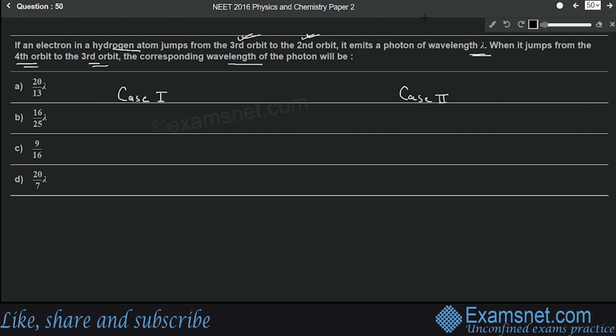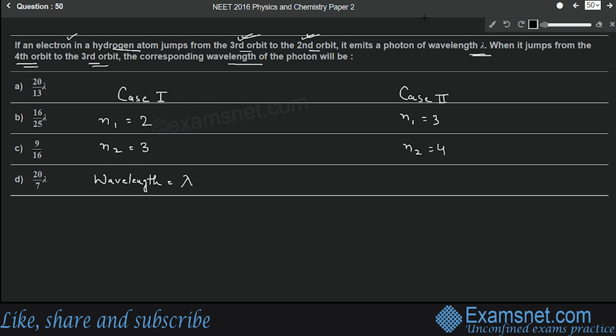In the first condition, the electron jumps from third orbit to second orbit. That means n1 is equal to 2 and n2 is equal to 3, right? And in the second case, it jumps from fourth orbit to third orbit. That means n1 is equal to 3 and n2 equals 4. In the first case, the wavelength is lambda.